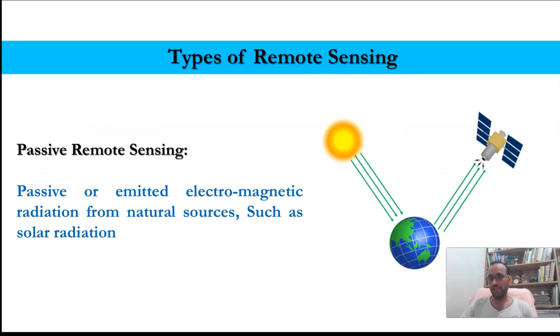Then types of remote sensing. On the basis of energy source, we have two types of remote sensing: passive remote sensing and active remote sensing. You can see in the diagram, this is the sun, energy coming from the sun, you may call it electromagnetic energy, which is directly coming to the earth and then reflecting to the satellite sensor. That's how we are collecting the data by using the natural source. The natural source is the sun, so we call it passive remote sensing.